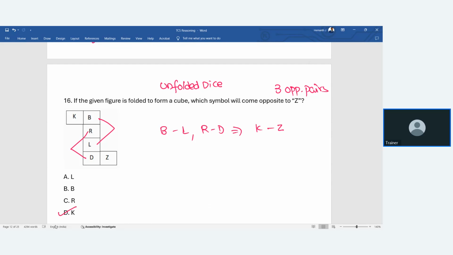As per dice concept, column wise or row wise, alternate sides are opposite. Here we are seeing column wise, alternate sides B and L are opposite, R and D are opposite. Now K and Z must be opposite. Z opposite is nothing but K. Perfect.